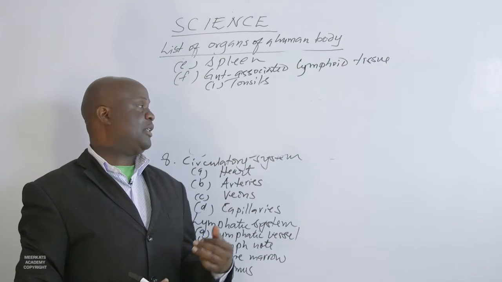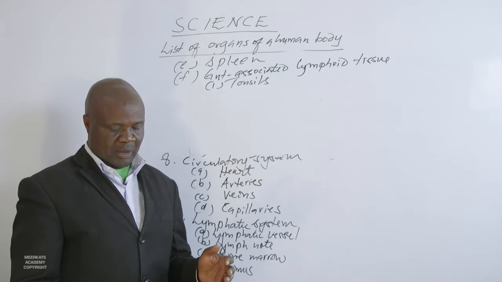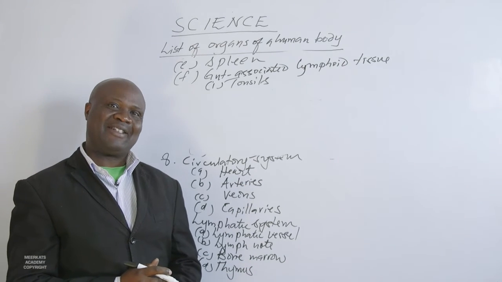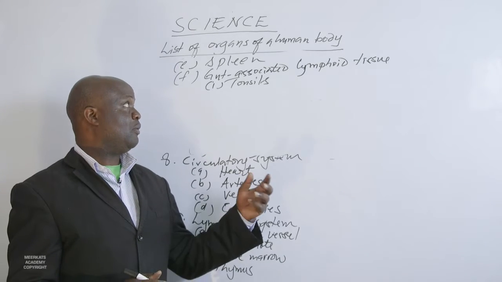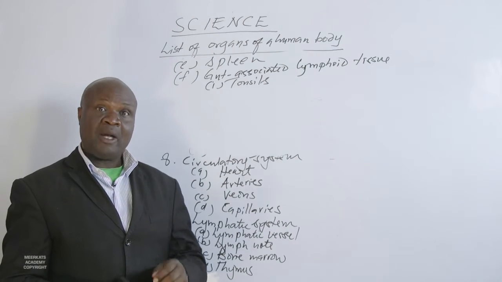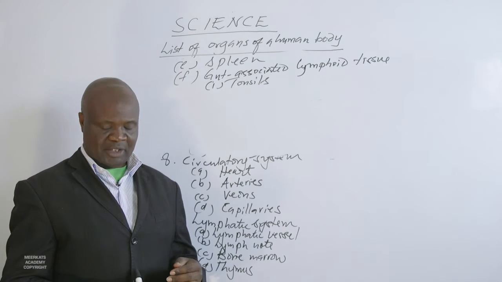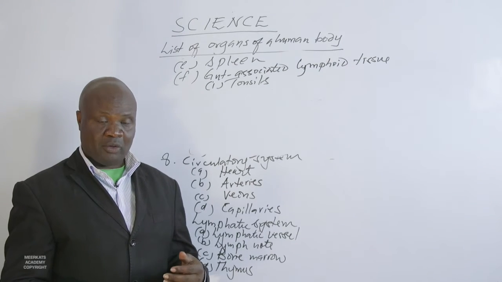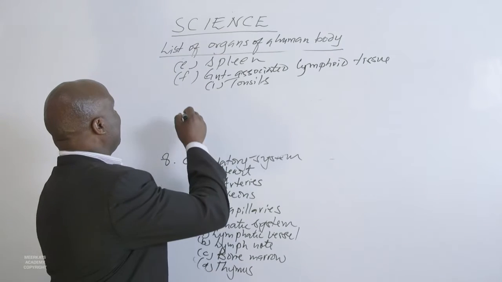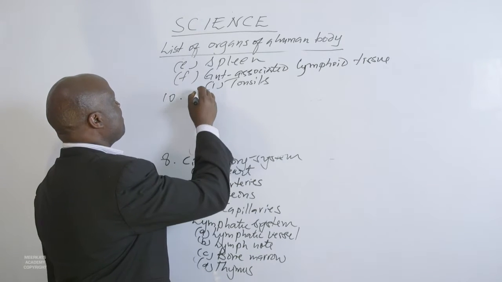We know what happens when there is a problem with the tonsils, and this is what we shall cover under the lymphatic system. When we study them in depth, we shall see the functions of each of the organs mentioned. Now, from this ninth system, we can also have the tenth. We have the nervous system.